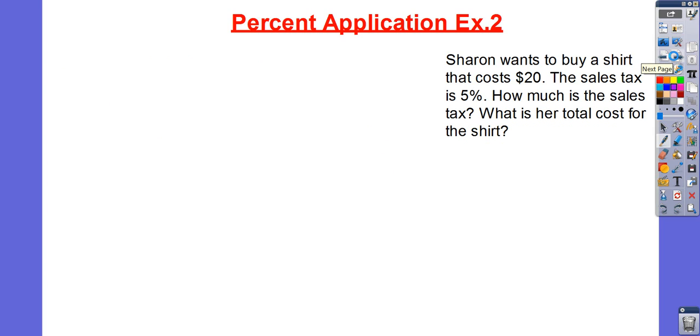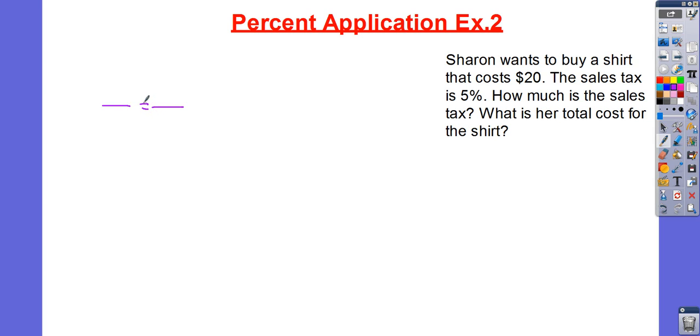So Sharon wants to buy a shirt that costs $20. The sales tax is 5%. How much is the sales tax? What is her total cost for the shirt? So once again, first I need to figure out what is that value of that sales tax, and then I'm going to add it on to my original cost.